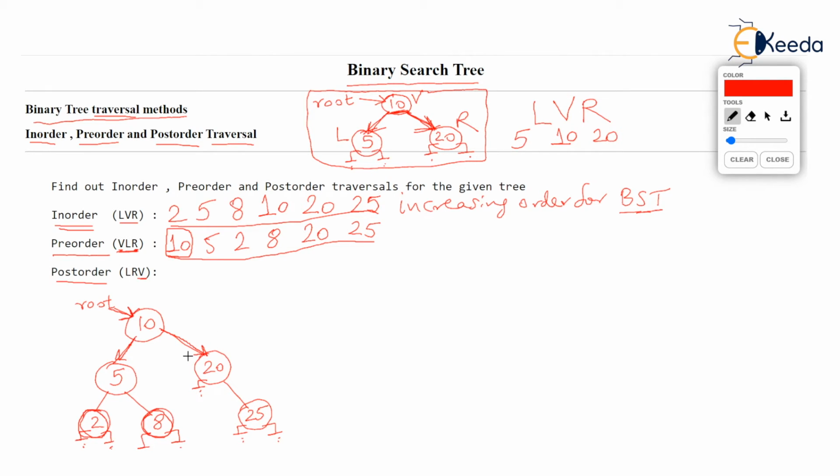Listen, L, R, V is the rule. So first print the left branch of 10, then print all of the right branch of 10, and finally print 10. So are you understanding? 10, that is the root, will be printed last in post-order. Okay, let's start. Start from the root, you can't print it because V should be printed last. Vertex should be printed last. So what will you do? What does the rule say? Left, right, vertex, LRV. So first prefer left, go to left.